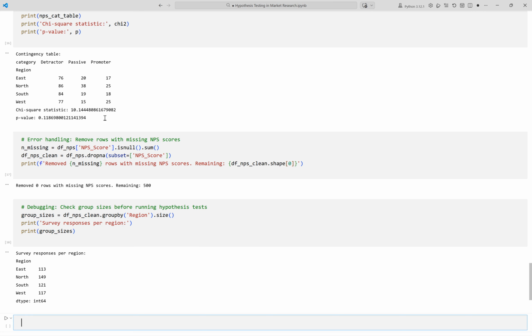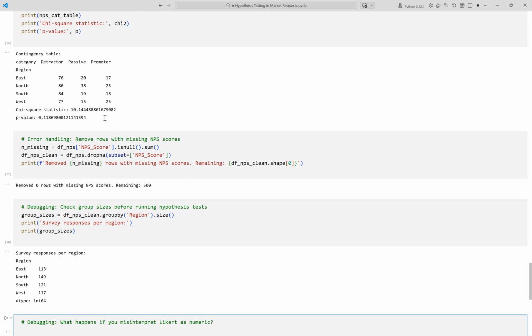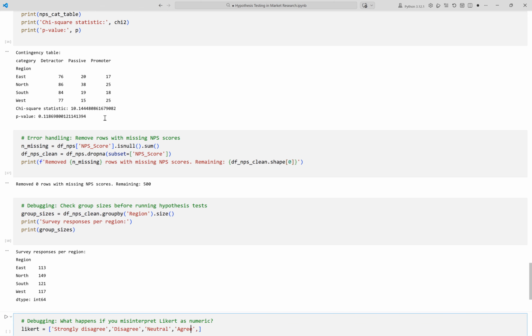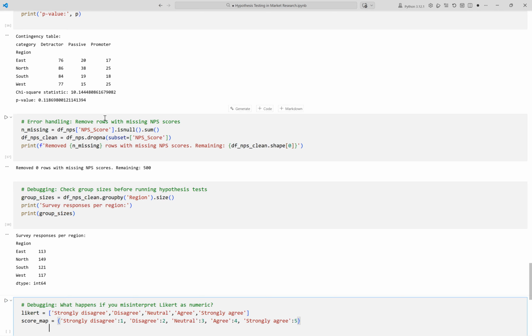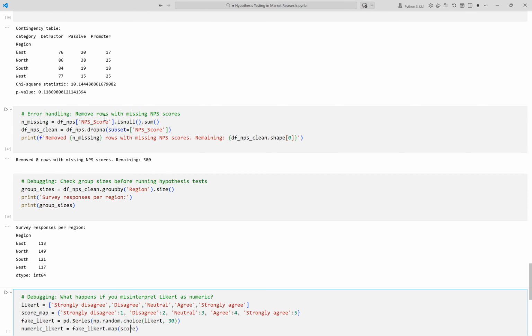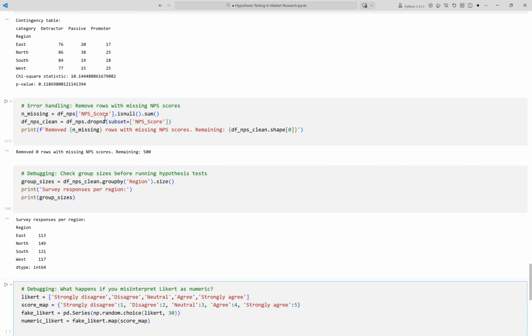Another common error is treating Likert attitudes as ratio numbers without caution. We create a fake Likert scale survey and map responses to numbers. We display the text-based answers. We display the numeric version. We print the mean, but always remind business users that averaging Likert data can be misleading.